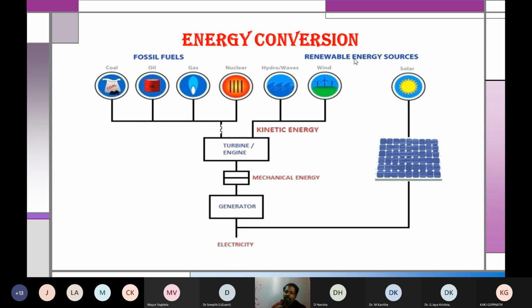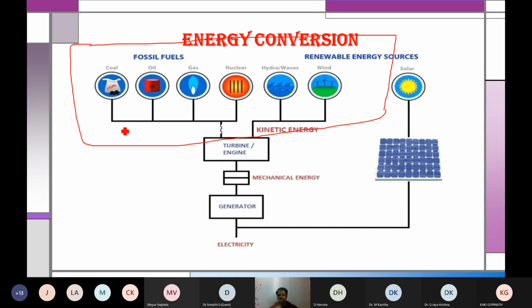This will show the difference between solar power generation and others. Here you can see, this side includes both renewable as well as non-renewable sources. You can see coal, oil, gas, all of which are non-renewable. You have hydro and wind, which are renewable. So this side is a combination of both renewable and non-renewable, whereas this side is only solar. That's the difference between them.